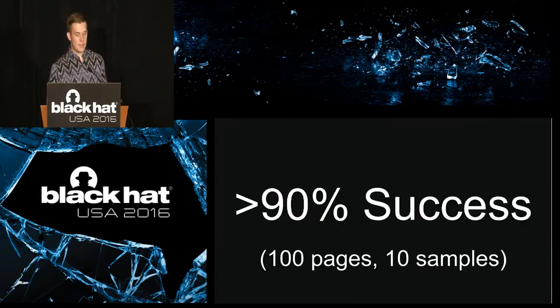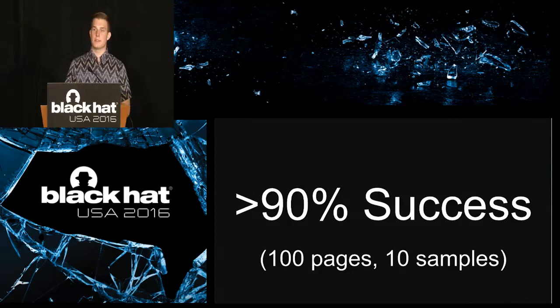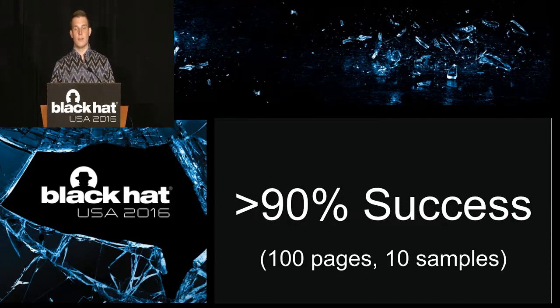So I explained the attack to you with only 3 samples for 3 pages. But in my actual experiments, I'm doing this with 100 pages and taking 10 training samples. So I can pick a random page out of 100 pages, and more than 9 times out of 10, it's going to guess correctly which page I visited.